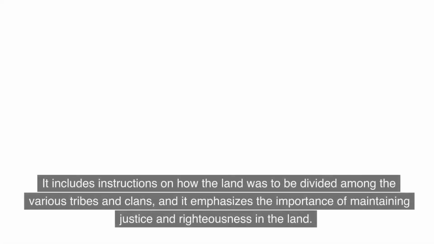The role of the land. The Book of Deuteronomy describes the promised land of Canaan, which was seen as a special gift from God to the Israelites. It includes instructions on how the land was to be divided among the various tribes and clans, and it emphasizes the importance of maintaining justice and righteousness in the land.